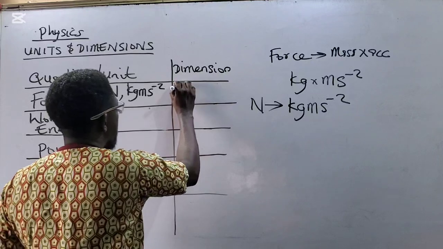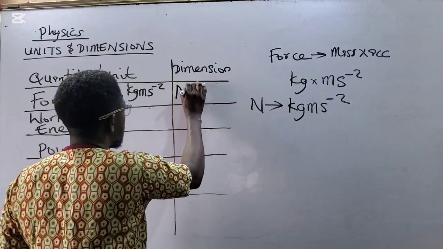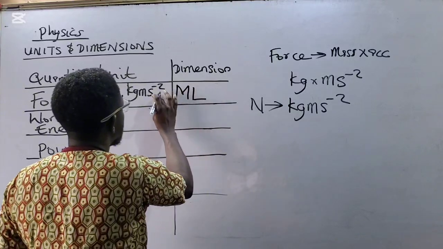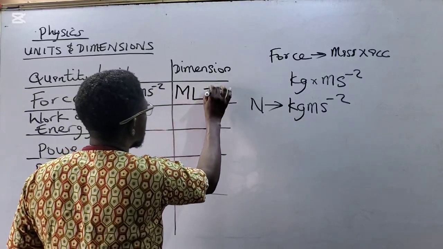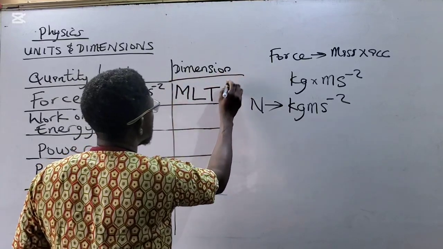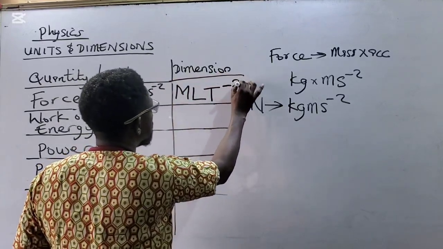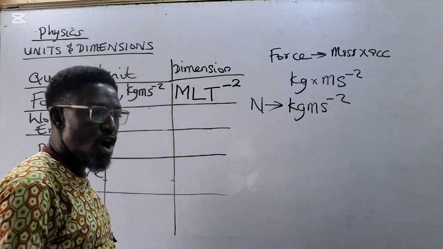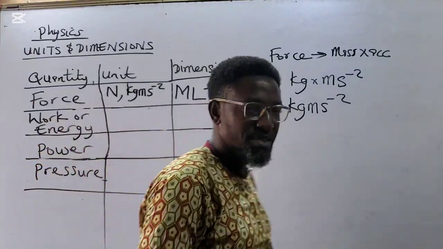Kilogram, we have M. Meter, we have L. Second, we have T to power minus 2. That becomes the dimension of force.